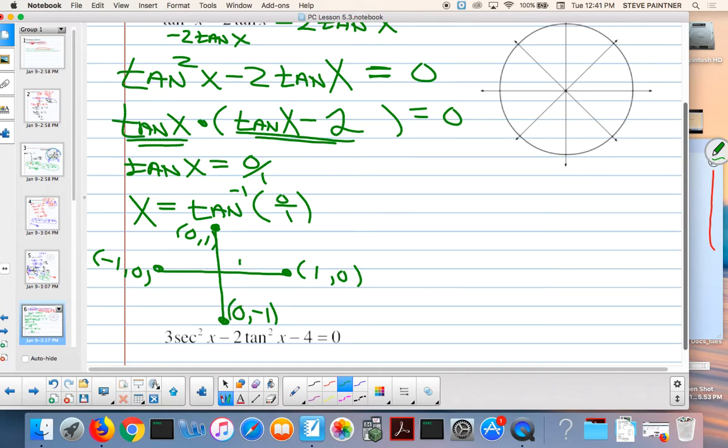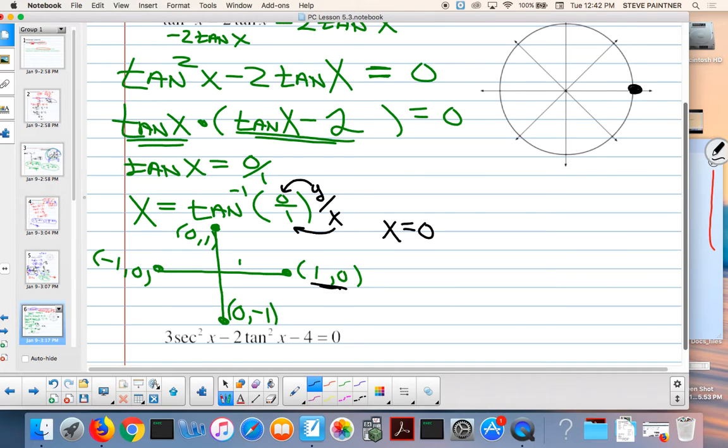Okay? Tell me tangent. I know it's opposite over adjacent, but tell me x, y's, and r's. Y over x. Where do you see y over x? Y is 0, x is 1. It's right here. So the first answer to this is when x is what? 0. Right there. That's the first answer.